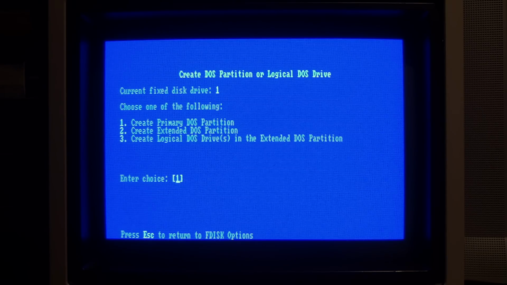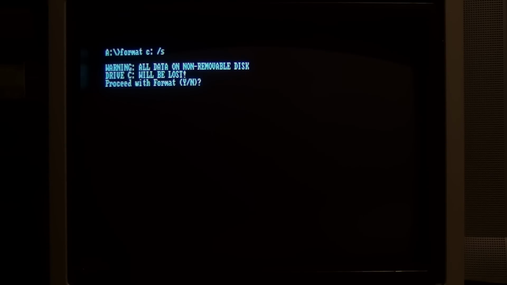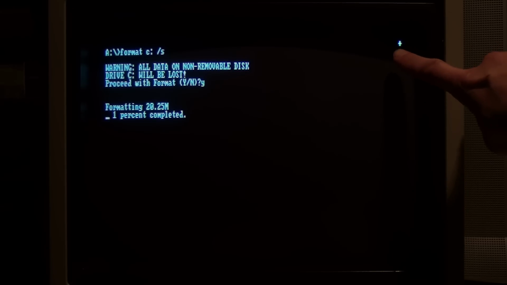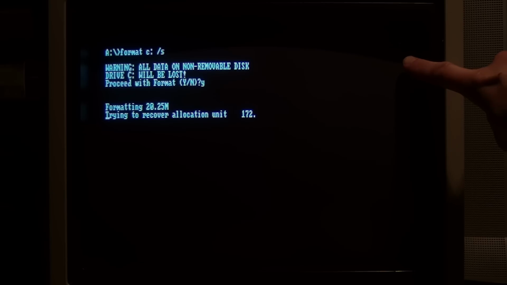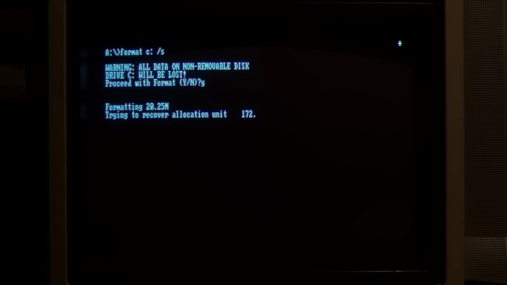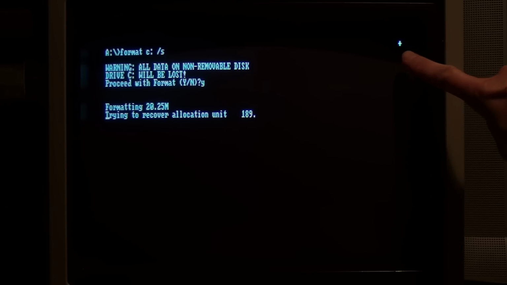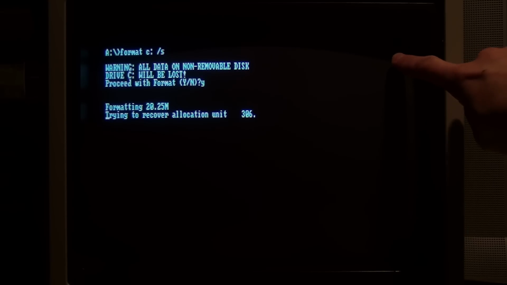Create a new DOS partition. And now I'm going to format it. And one thing you may have noticed is the flashing plus symbol in the upper right corner of the screen, which indicates the drive activity. Because there is no visible drive access indicator LED through the front panel of the computer, this was an optional feature that the hard drive on a card came with to indicate when it's being accessed.